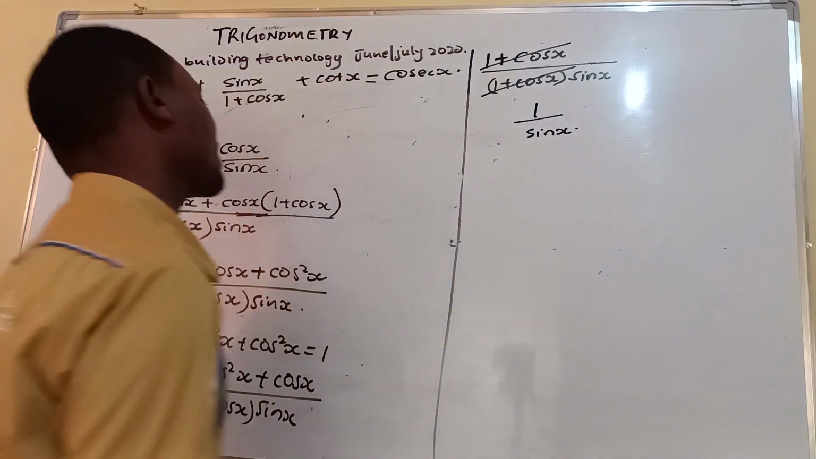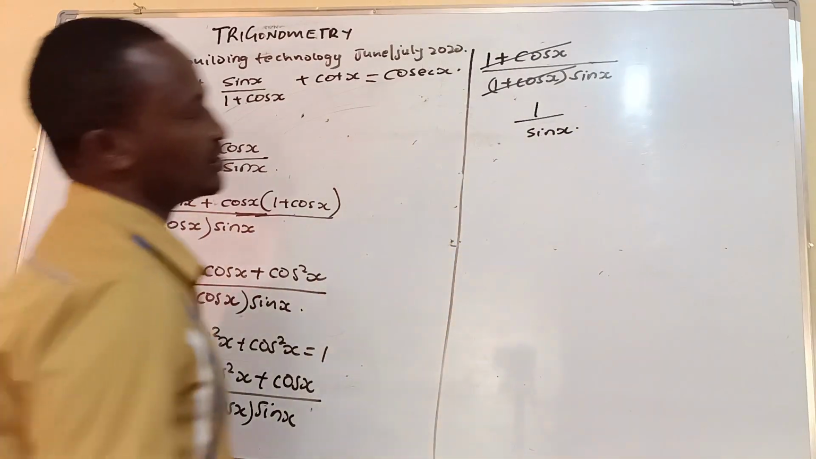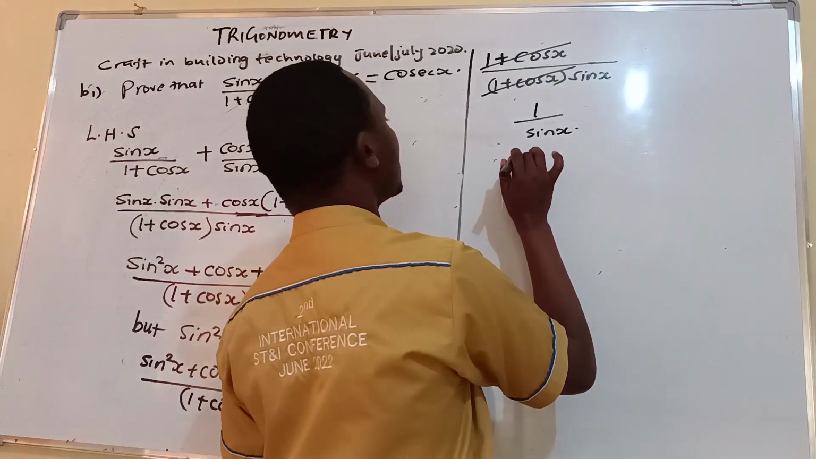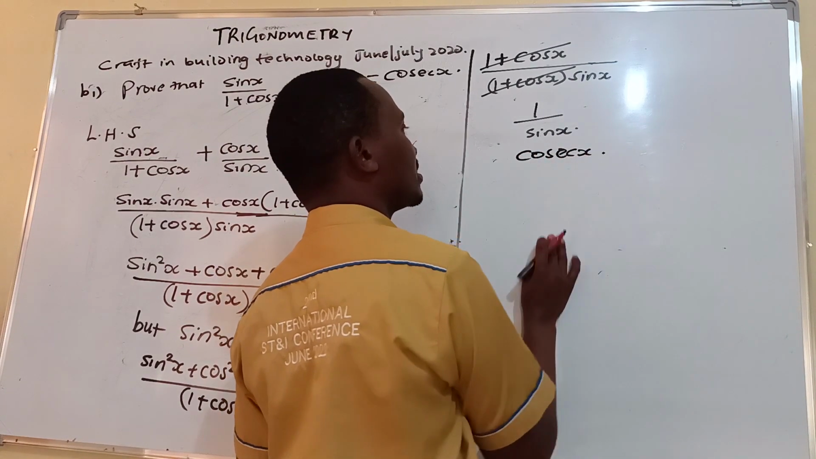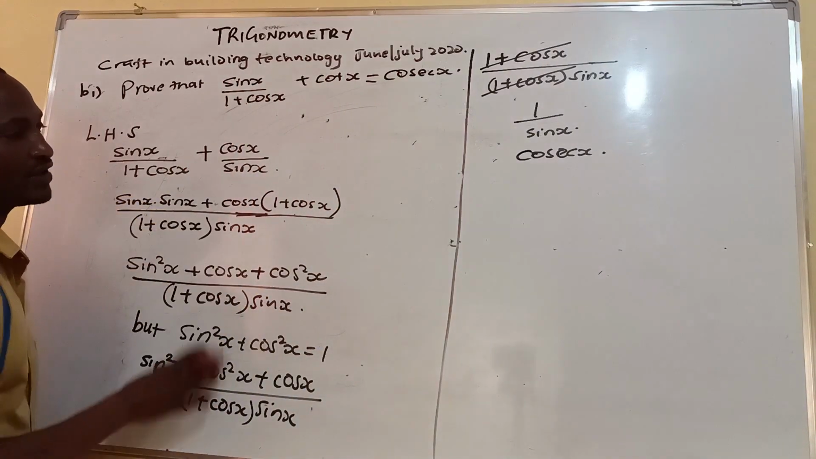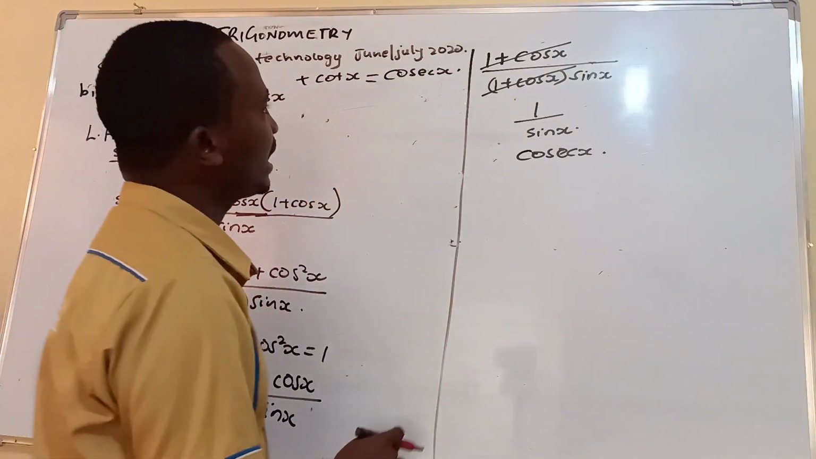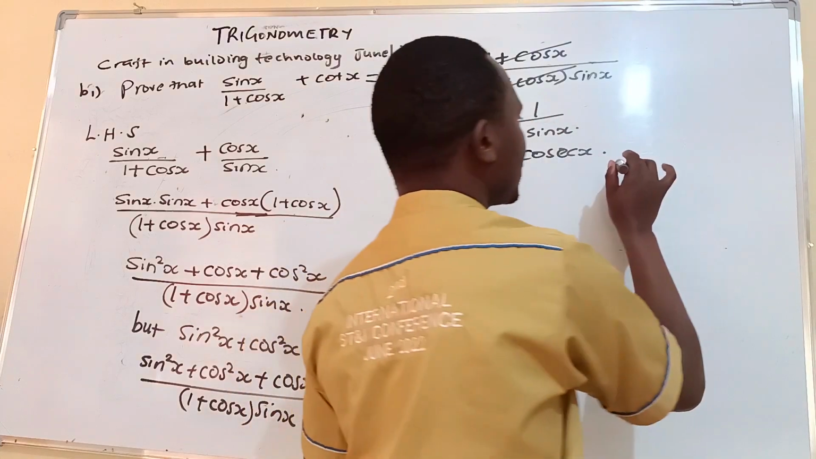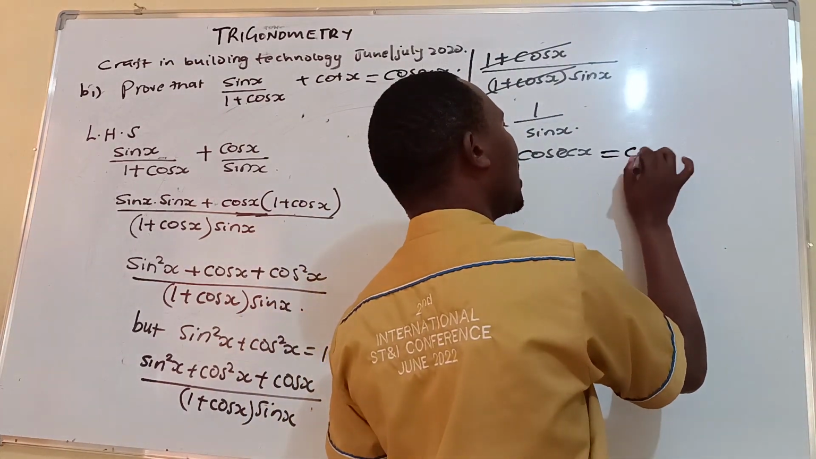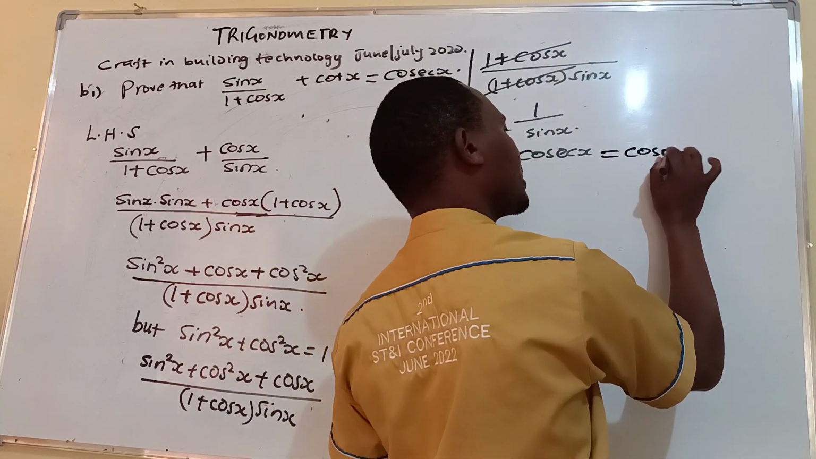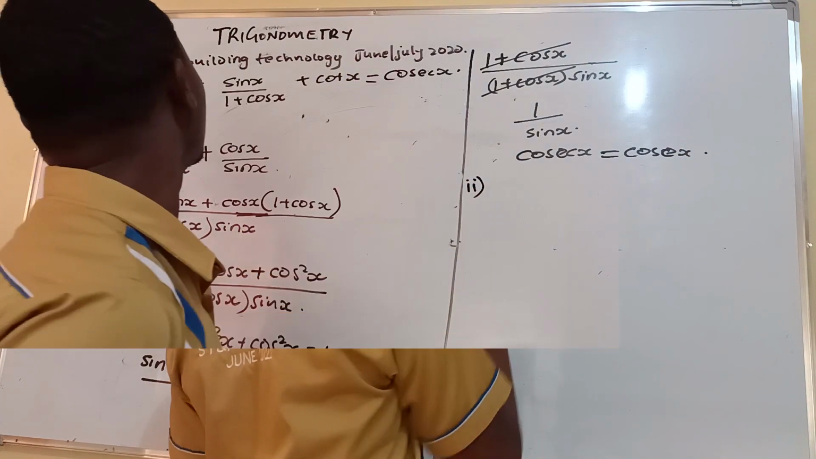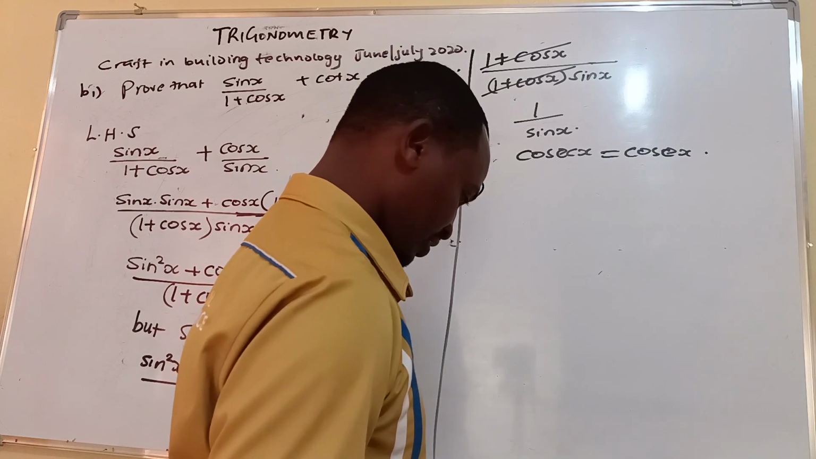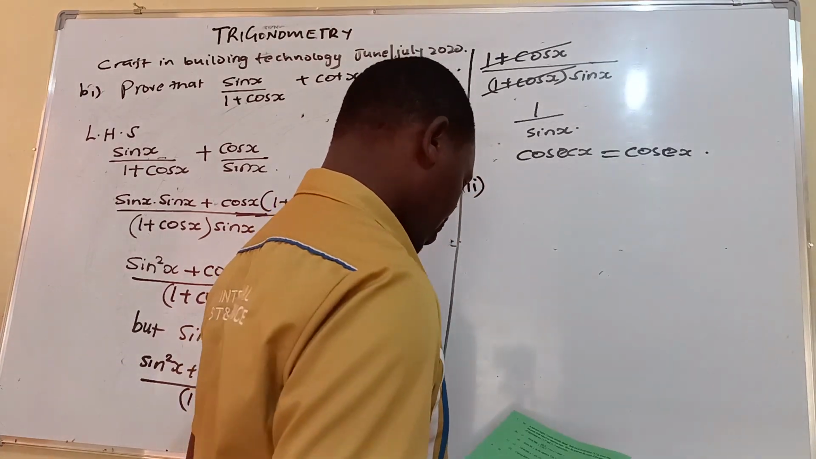But what is 1 over sin x? You know, 1 over sin x is cosec x. By working through the left hand side, it has equated with the right hand side, which is also equal to cosec x.